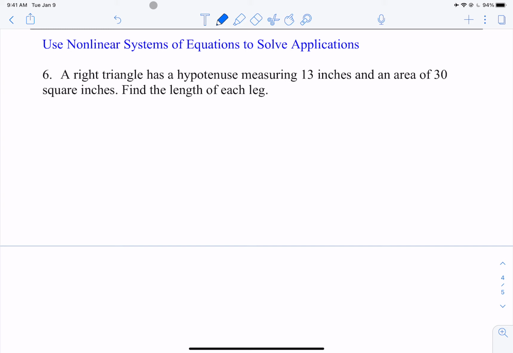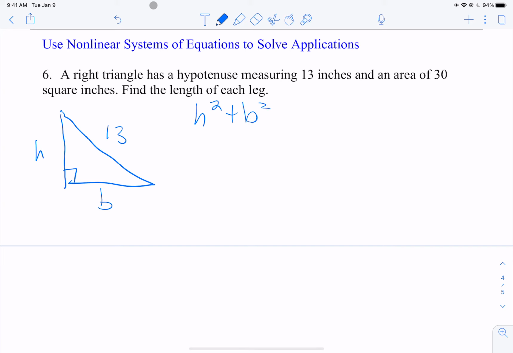So anytime they give me a problem like this, the first thing you want to do is draw a right triangle, okay? And I draw excellent right triangles. This is my base, and this is my height. And they told me my hypotenuse was 13. And so using what's called the Pythagorean theorem, a squared plus b squared equals c squared, I can find one equation that relates everything I see there. So I know that h squared plus b squared equals 13 squared.